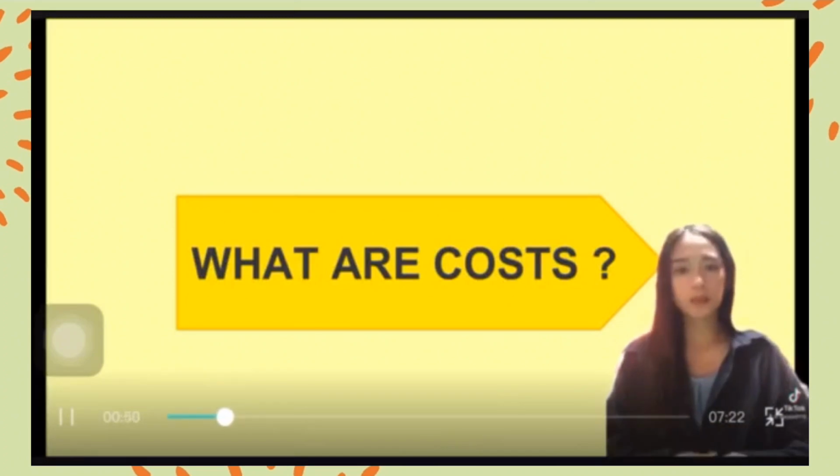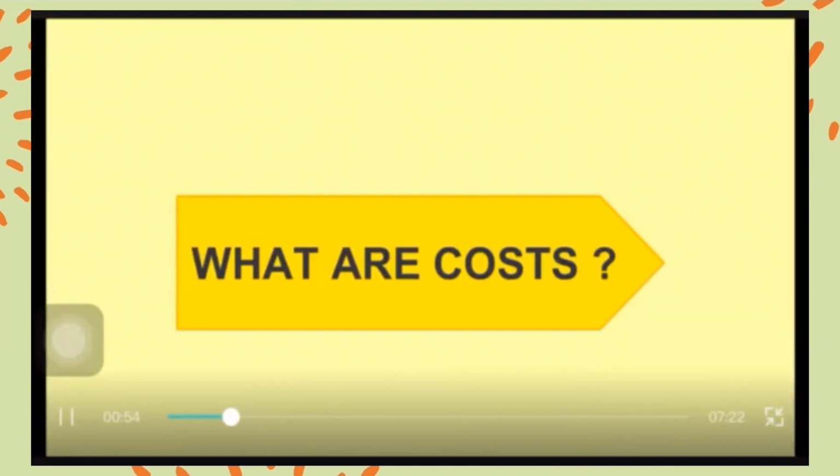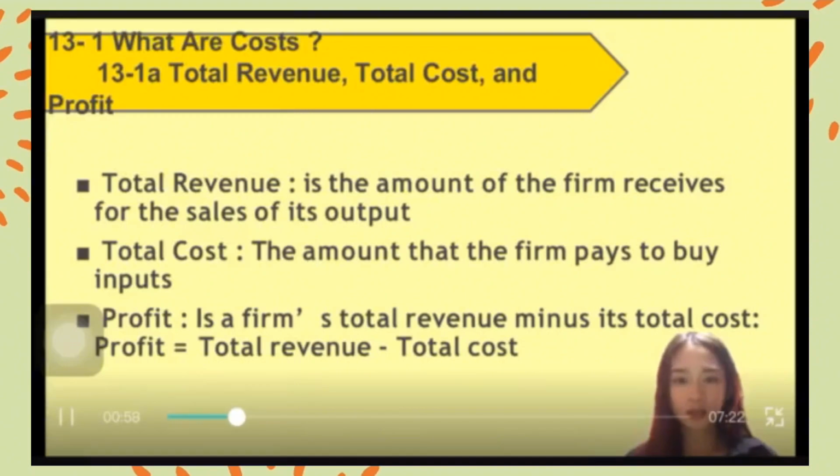So in the statement of Caroline's Cookie Factory, can you determine what the costs are? Before we answer that, let's first define what total revenue, total cost, and profit are. Total revenue is the amount a firm receives for the sale of its output. In Caroline's Cookie Factory, the cookie is the output, and the total sale of the cookies is what we call total revenue.